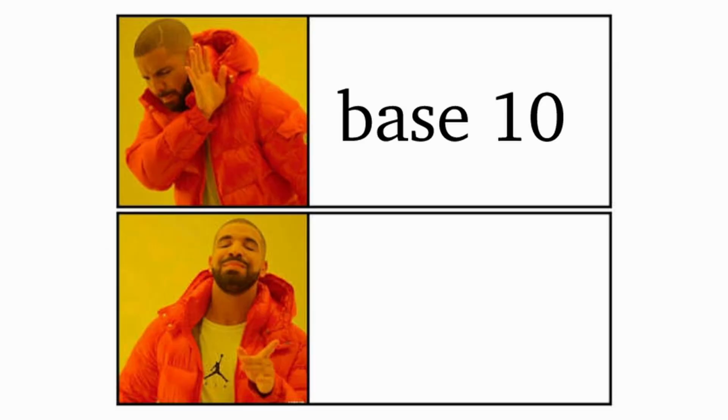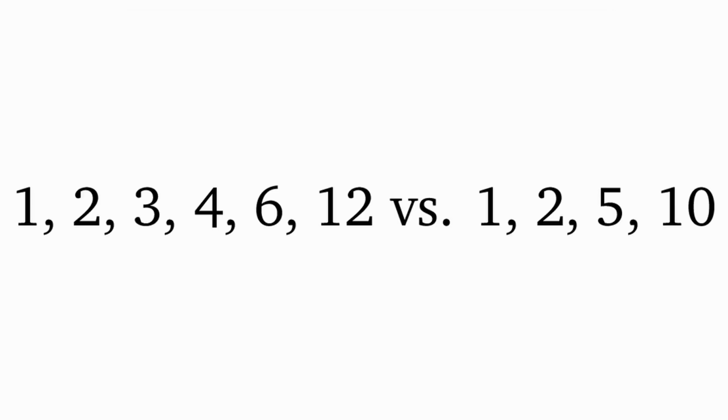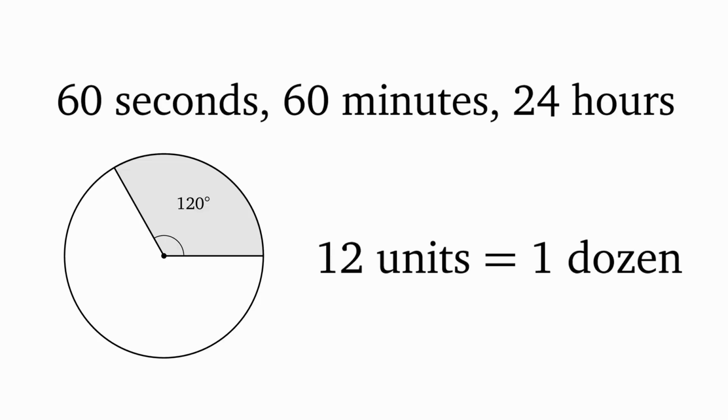In hindsight, even though 10 is a pretty satisfactory number to have as a base, 12 would be logically better. I mean, think about it. Not only does 12 have more divisors, but it would also be much easier to represent time, degrees in circles, and general numbers if we used base 12.